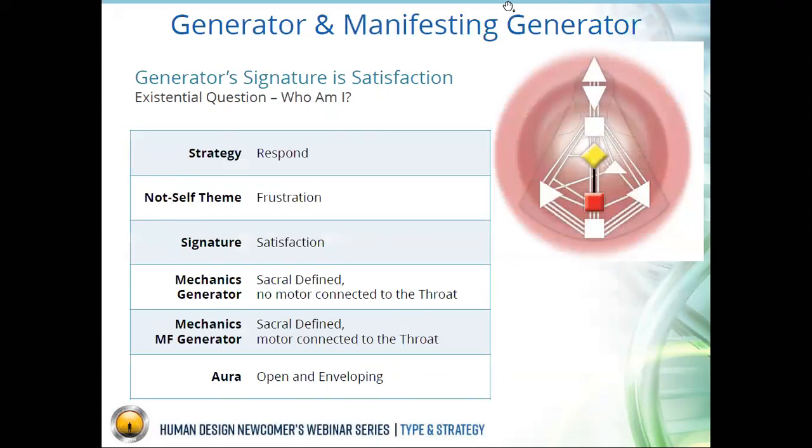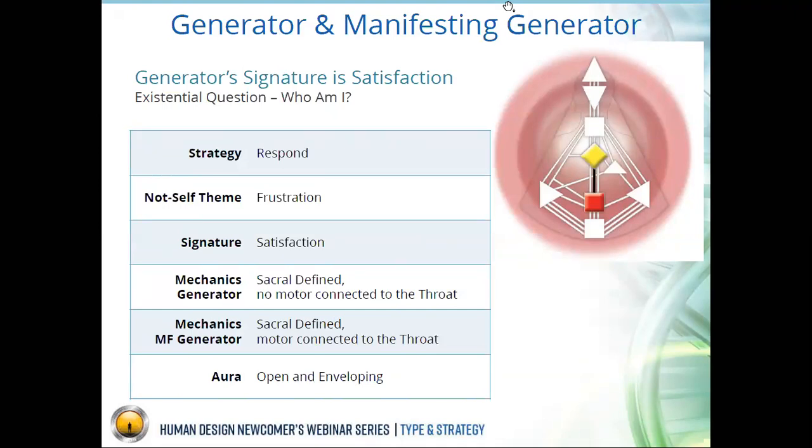Thank you, Lynette. So the generators and manifesting generators, 70% of humanity is a generator or manifesting generator. And the generator's signature frequency is that of satisfaction. And their existential question is, who am I? Generators are here to know themselves.